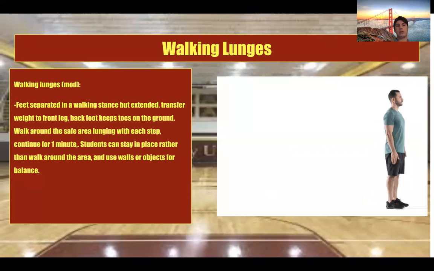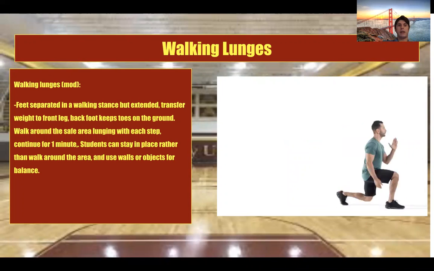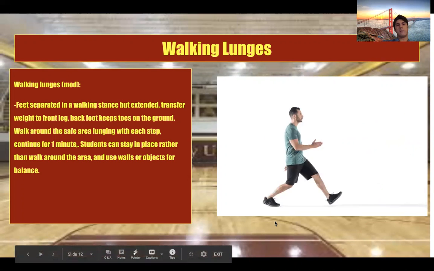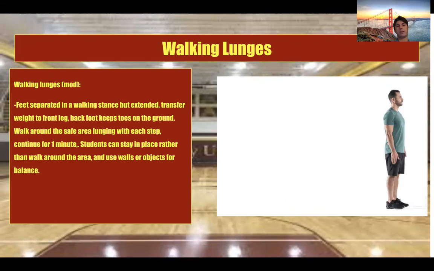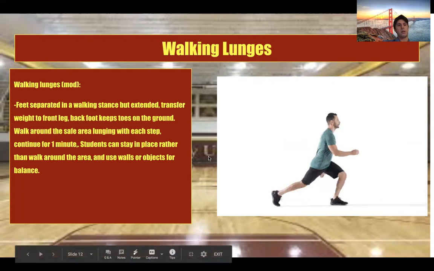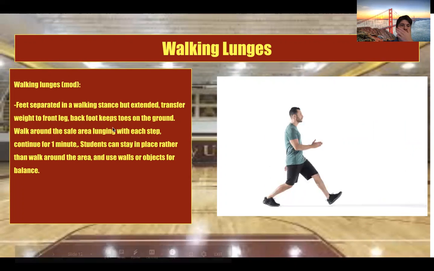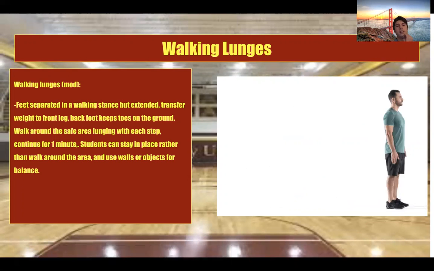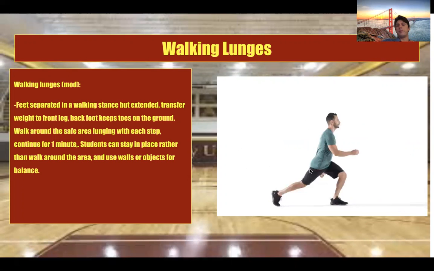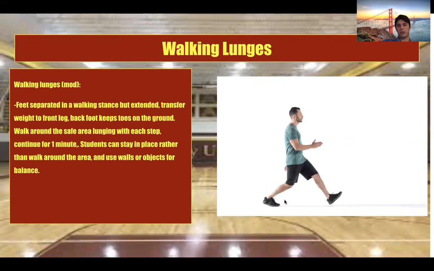We're going to be doing walking lunges. So for walking lunges, you want your feet separated in a walking stance, butt extended, transfer weight to the front leg, then the back foot keeps toes on the ground. Then you walk around in your safe area while you're lunging, and you're going to be kind of stepping. So you're walking and lunging and then coming back up. If you're confused what I'm talking about right here, I got my little GIF image right here to show you what it should look like.